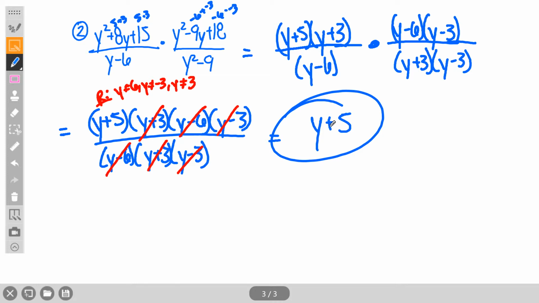Nothing else is left. So y plus 5 is the simplified form of multiplying these two rational expressions together. It's a little surprising considering how complicated they looked, and we end up with just y plus 5.